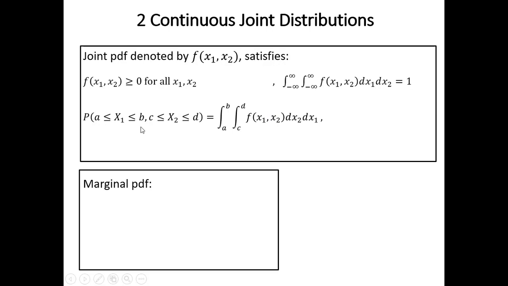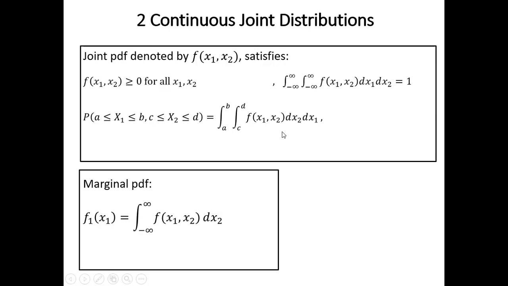And if I wanted the probability that x1 is between some values and x2 is between another pair of values, we get this double integral, where x2 goes from C to D, and x1 goes from A to B. So we would have this double integral.